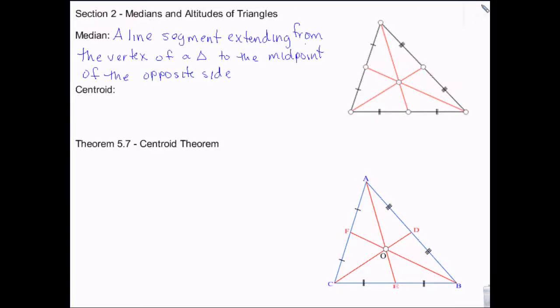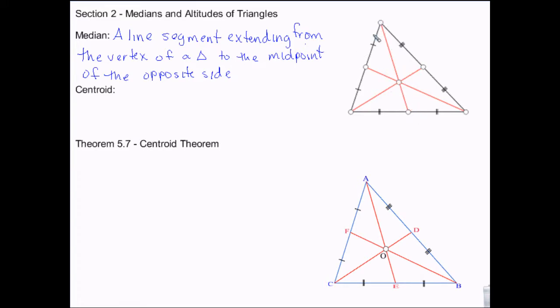Okay, so we've talked about perpendicular bisectors, and we've talked about angle bisectors. And a median is kind of like a type of bisector because it cuts the side of the triangle in half, but it's not perpendicular. It goes from the vertex to the midpoint of the opposite side.